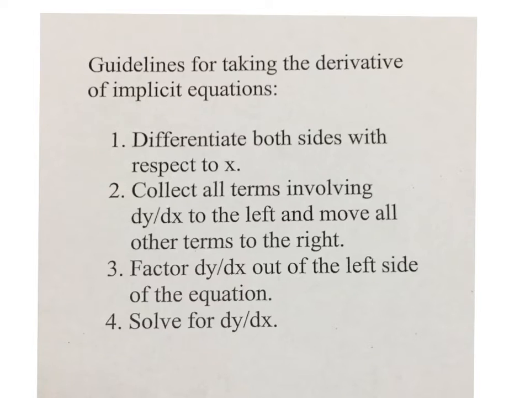So here's some guidelines for taking the derivative of implicit equations. First, differentiate both sides with respect to x. Second, collect all terms involving dy dx to either the right or the left. Here I collect them to the left and move things to the right, but you could move them to either side. Third, factor a dy dx out of the left side of the equation and then solve for dy dx.